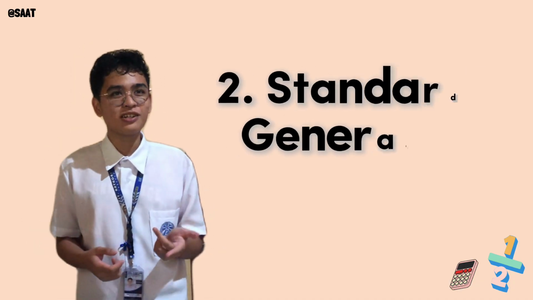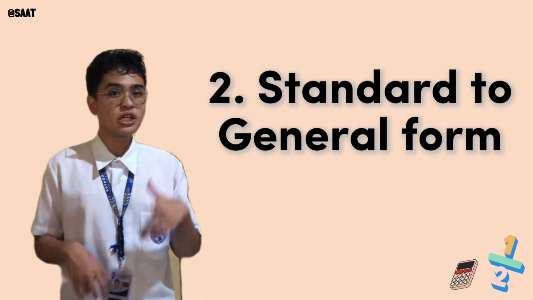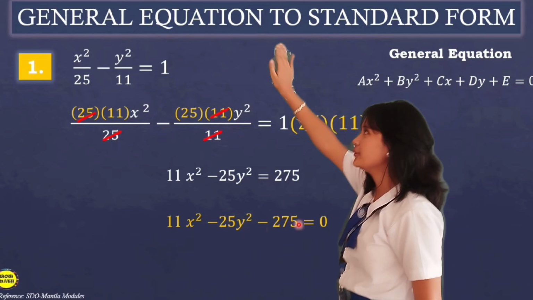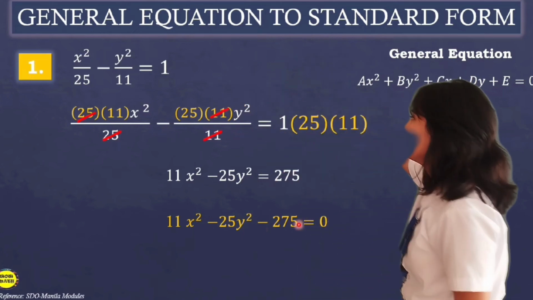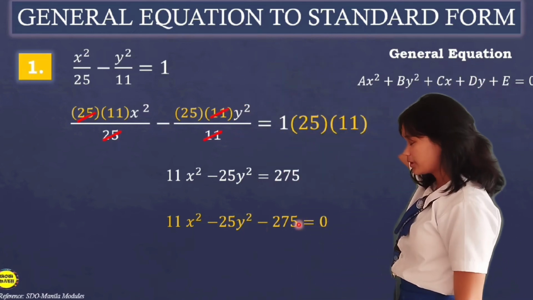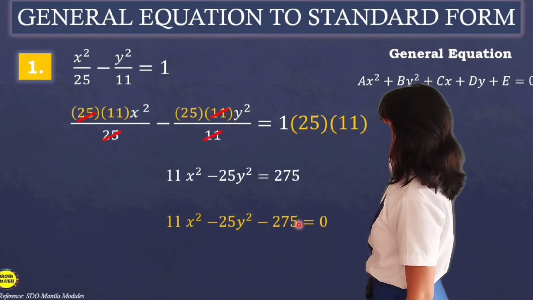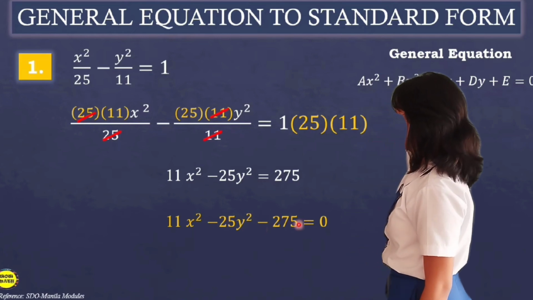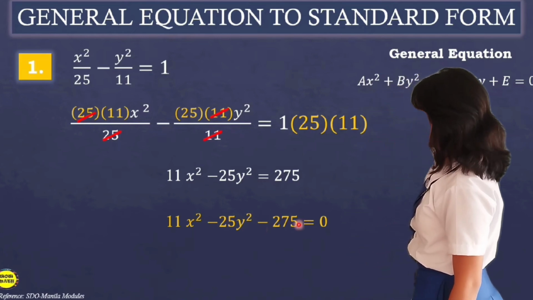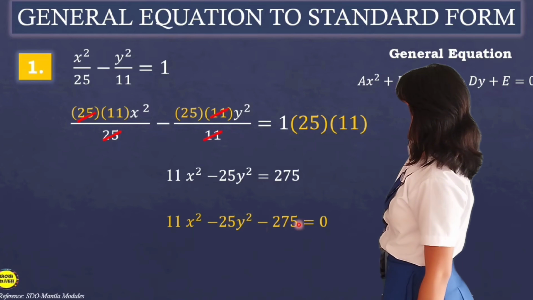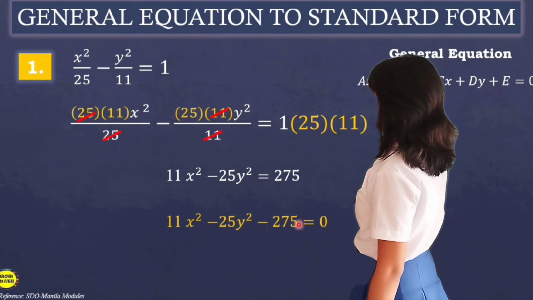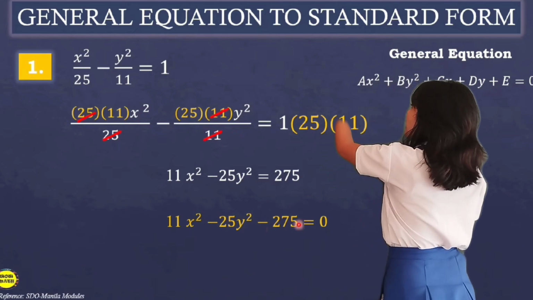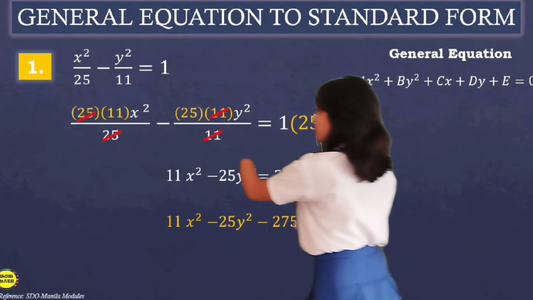Now, let's tackle how to turn the standard form into general form. So this is how you solve standard to general form. Example number 1 is x squared over 25 minus y squared over 11 equals 1. This is how you're going to do it. You need to multiply the 25 and 11 to everything from left to right. This will be the result.